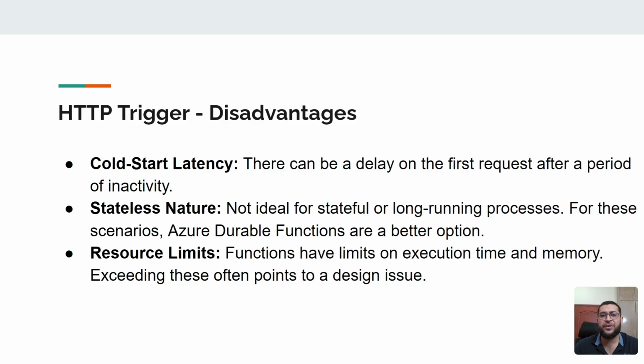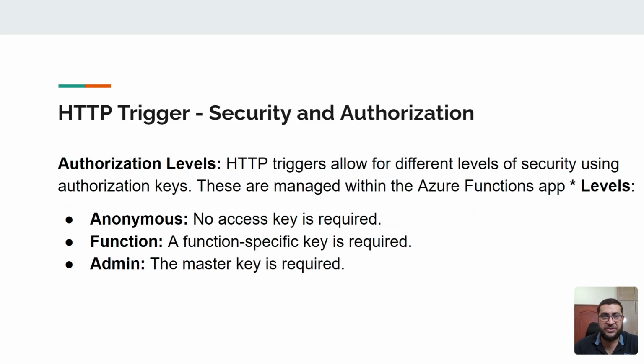So instead of an HTTP trigger, we use Azure Durable Functions. We will discuss Azure Durable Functions in the upcoming lessons. It's also a resource-limited function, with limits on execution time and memory. Exceeding these often points to a design issue. So these are some drawbacks of HTTP triggers.